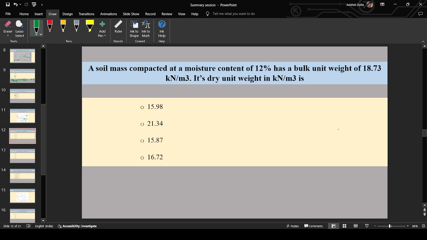So dry unit weight is mass of the dry soil divided by total volume, and bulk unit weight is the total mass of the soil, in its partially saturated state, divided by volume. So how do you find dry unit weight from bulk unit weight? Here gamma T, suppose it is the bulk unit weight, is given as 18.73. And this moisture content W is given as 12%. In fraction I will write it as 0.12.